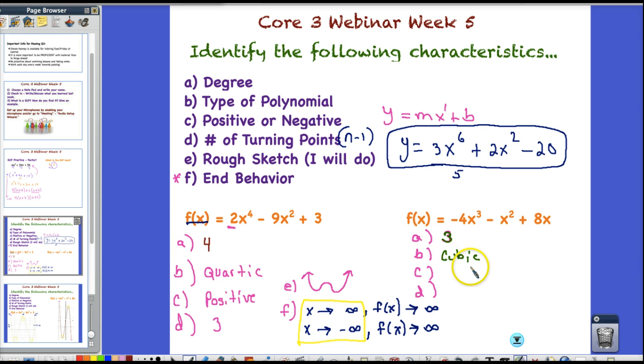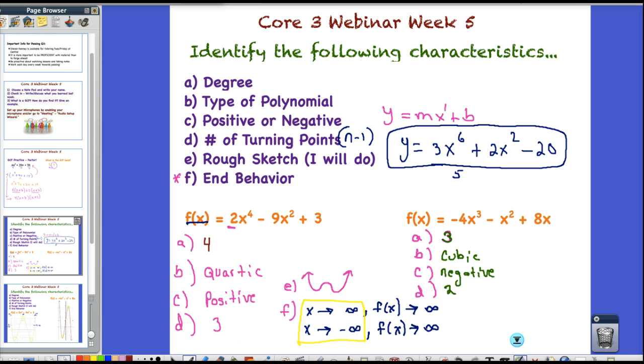C, positive or negative? What did you guys say? Negative. Very nice. Okay, good. And then D, number of turning points. You said 2, and that is exactly right, because you take the 3, subtract 1 off, and that's how many turning points. Excellent.